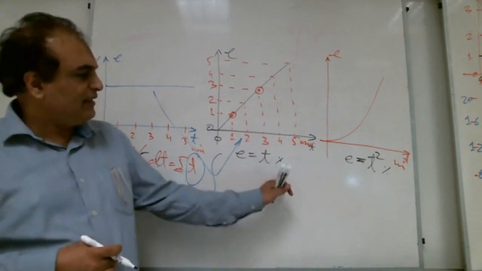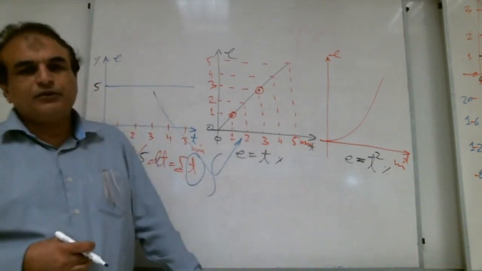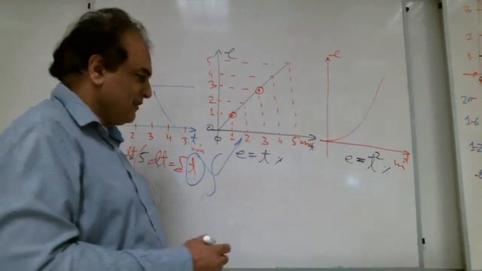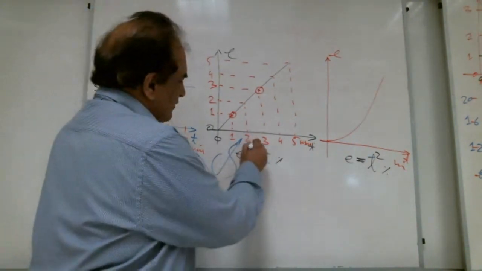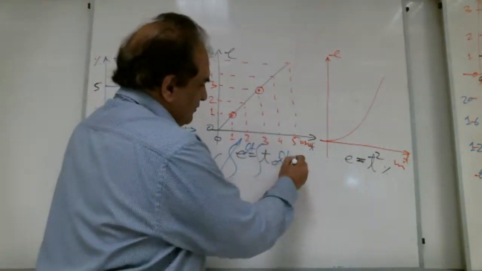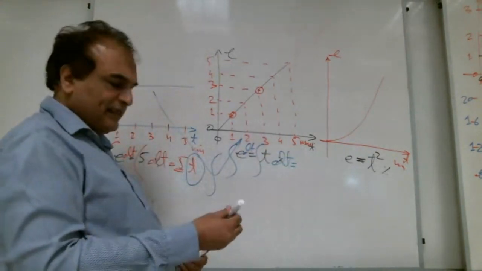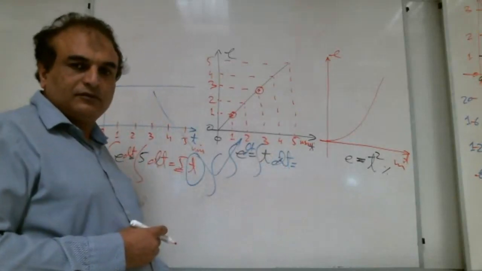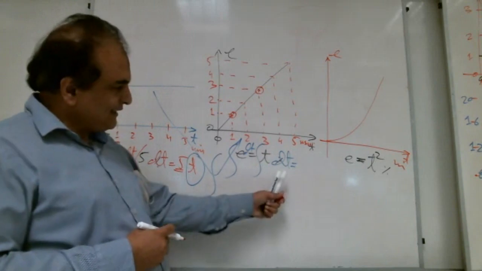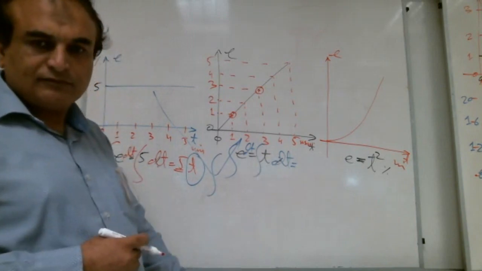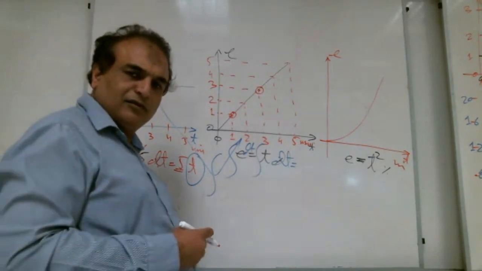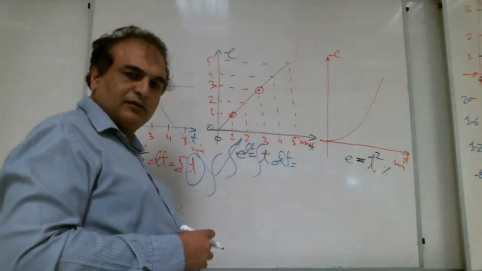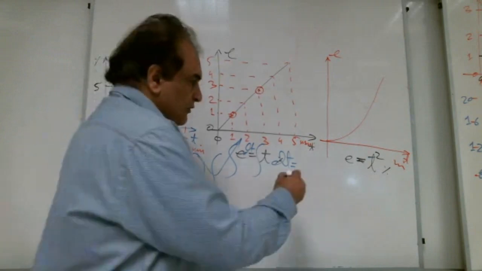From t to t square, what do we need to do? Again, very good. A lot of brothers are writing integral again. So we integrate it again. What is the integration of t? What is the integration of t? T square over 2, teacher. Very good.